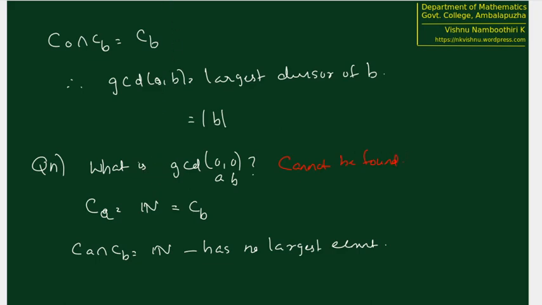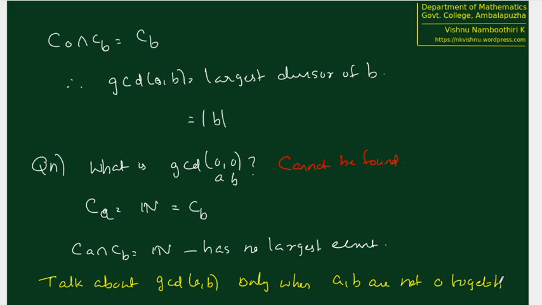So whenever we are trying to find the GCD of A and B, the assumption is the following. Whenever we talk about GCD of A and B, only when A and B are not simultaneously 0. That means A, B are not 0 together. This is a crucial condition and very important condition. We will talk about GCD of A and B only when A and B are not 0 together. That means one of them must be non-zero. If you want to talk about GCD of A and B, one of them must be definitely non-zero. So this condition we have to keep in our mind.